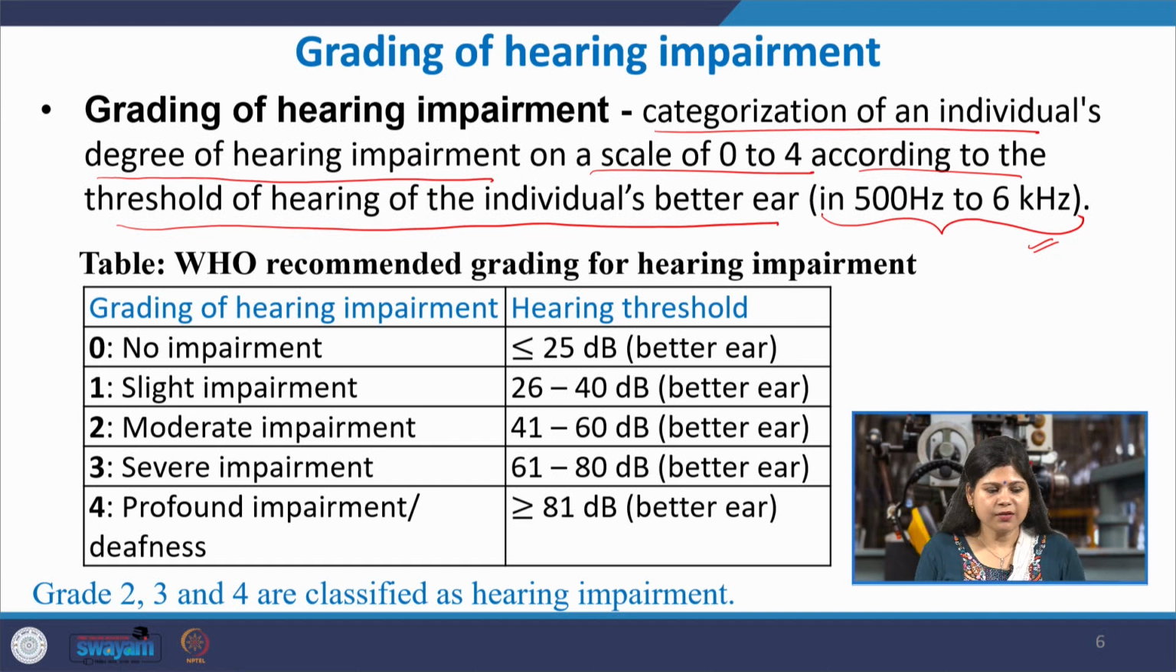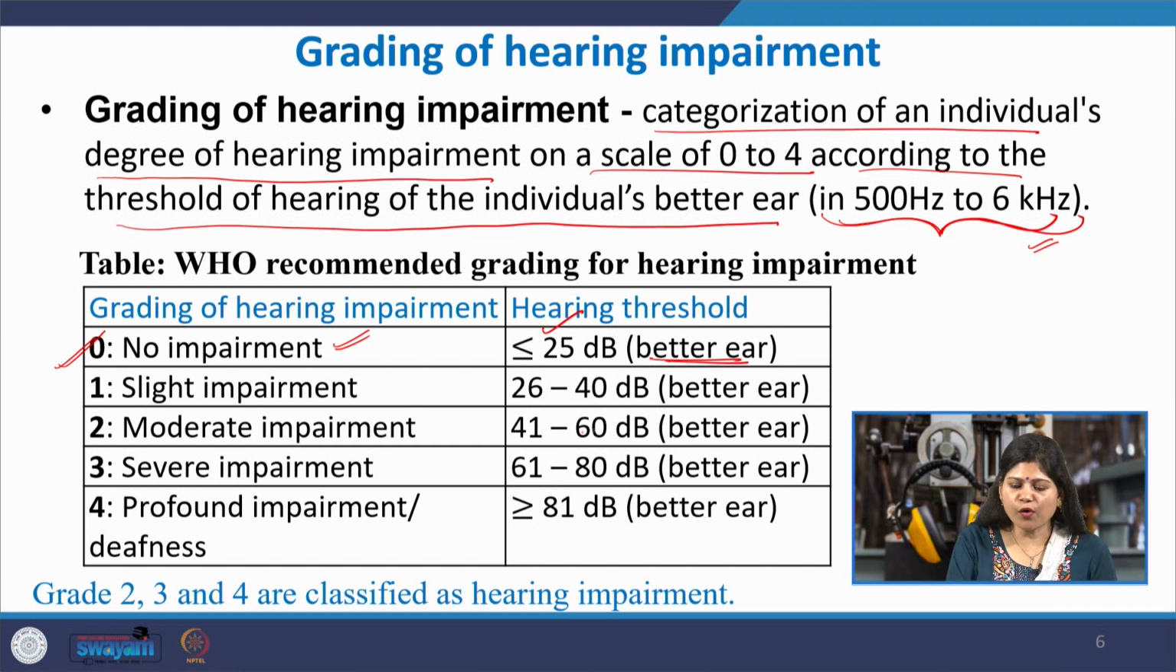Based on the value obtained, a grading from 0 to 4 is given. Grade 0 means that whenever the average hearing threshold in this region is less than or equal to 25 dB for the better ear, the grading is 0, which means no impairment. Even for healthy human beings, you do not actually hear sound at 0 decibels; any sound exactly at 0 decibels is really hard to discern. Usually people start hearing from 10 dB or 20 dB onwards. So, anything less than or equal to 25 dB has been categorized as no impairment.